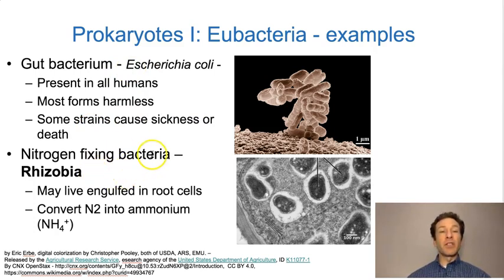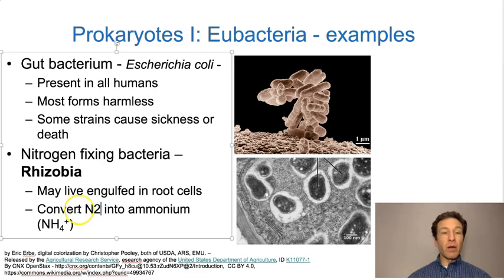Another example is a nitrogen-fixing bacteria called rhizobia. Rhizobia can live in the soil, but they can also become trapped and engulfed in root cells where they have a symbiosis with the plant. Either way, they make their living in part by converting atmospheric nitrogen, or N2, into ammonium, or NH4. Ammonium is a form that can be used to make amino acids and can be used by the plant as a nitrogen source. N2 cannot be used by plants as a nitrogen source. And so rhizobia play an important role in making nitrogen compounds available to plants.